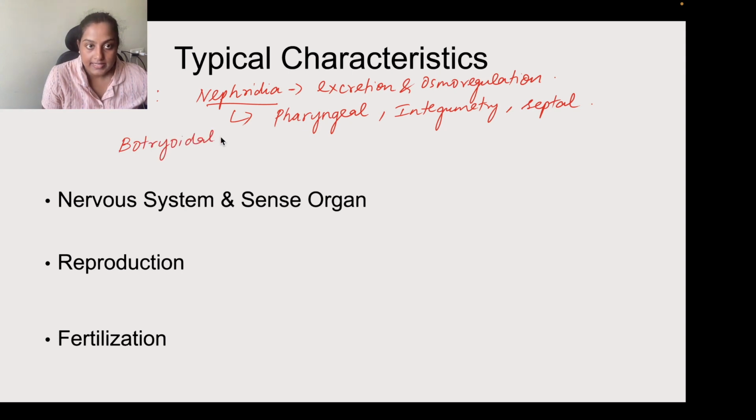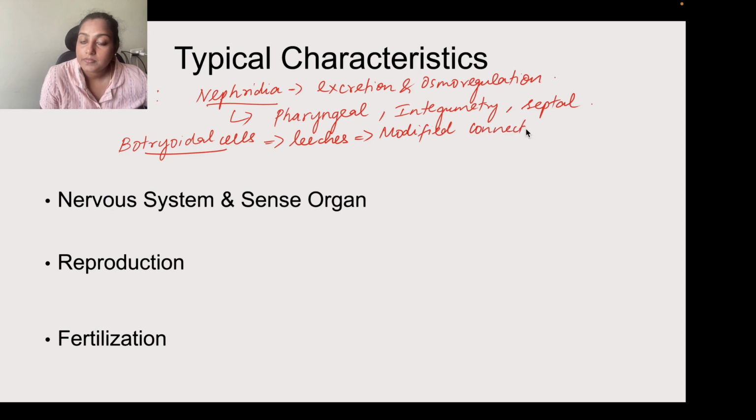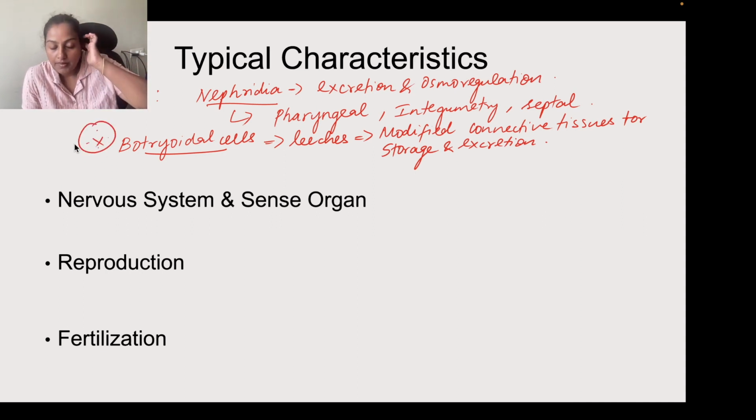botryoidal cells. Where can you see them? In the leeches. What are they? They are nothing but modified connective tissues for storage and excretion. Where? In leeches. Very important question from exam perspective. Note.